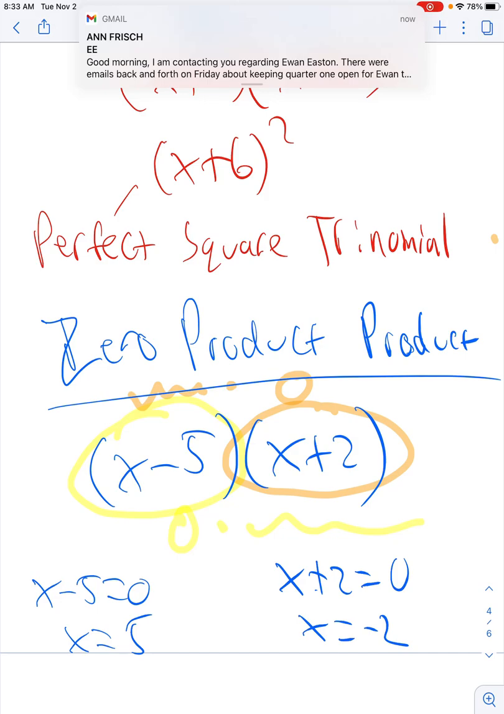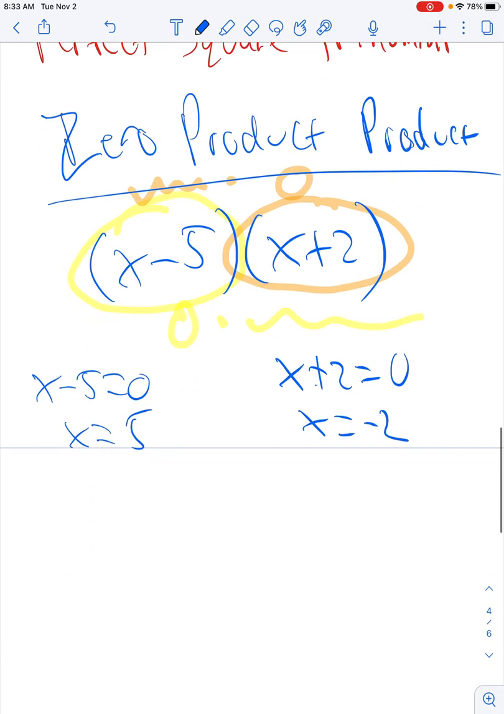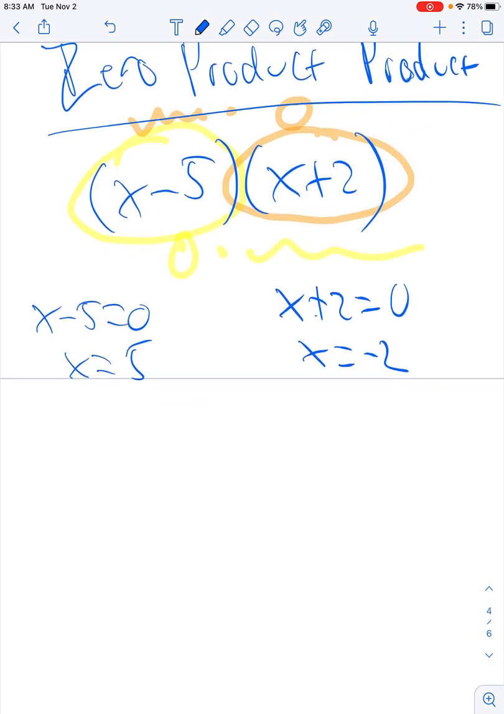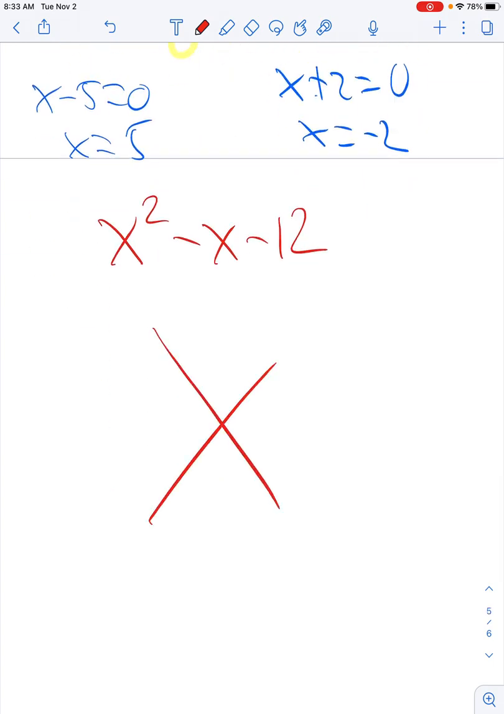And of course, you can check your work with a graphing calculator. This will be kind of our last example here. Let's say I've got x squared minus x minus 12. If I make my factor x, I want it to multiply to be negative 12, but add to be, there's no number here, but it's a negative, so I'm going to assume that's a negative 1.